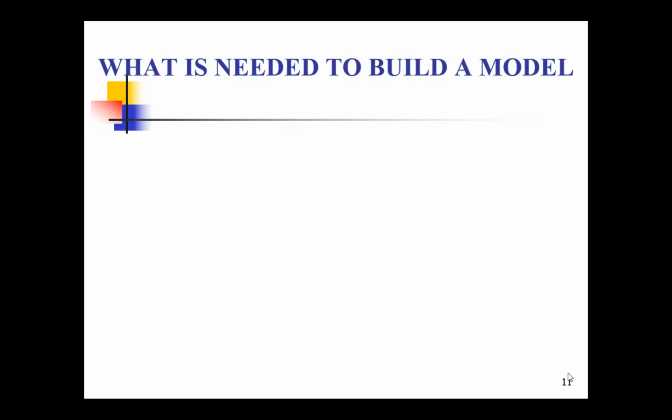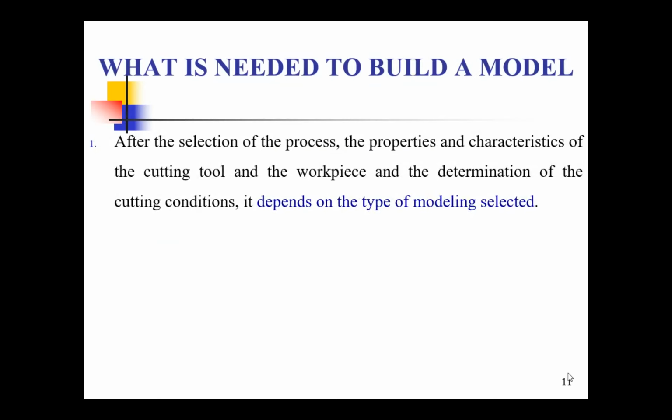So what are the things that are needed to develop a model? The selection of process is the first one. Whether we are going to model a machining process, whether it is turning, drilling, milling, boring, or sheet metal, or forming process, or rolling process. So first we have to select the process. Then we have to select the appropriate material for tool and die. So for the tool, whether I am going with HSS, or tungsten carbide, or ceramics, or cermets, or stellites.